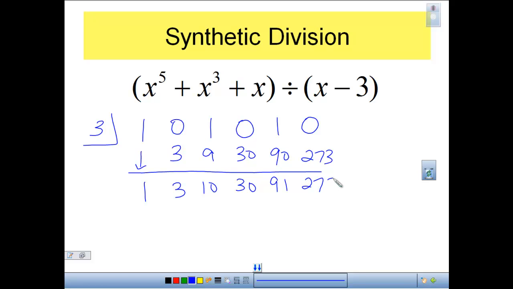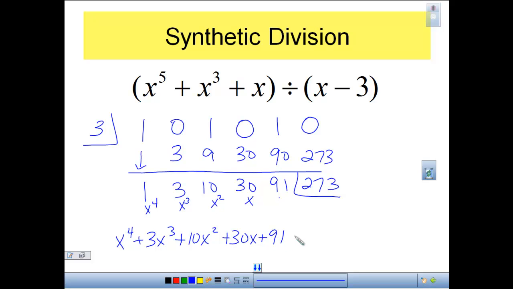So in this case we do have a remainder, and if I wanted to write what the solution would be when I synthetically divide, which would be the same as if I do long division, remember this is your remainder, this is your constant term, this is your x term, your x squared term, your x cubed term, and your x to the 4th term. So my final solution would be x to the 4th plus 3x cubed plus 10x squared plus 30x plus 91. And when we go to write our remainder, in this case it's plus the quantity 273 over what we divided by, x minus 3.